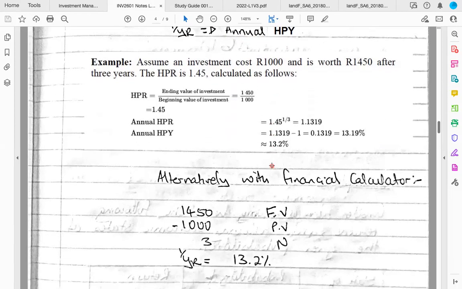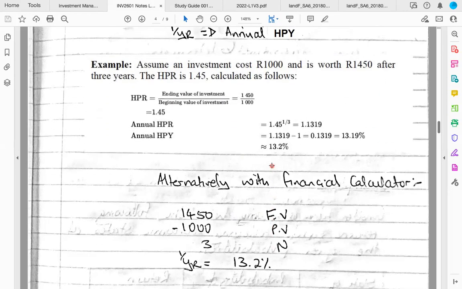So just to help us to better grasp and understand everything we've been talking about, let's look at a really simple example. Assume an investment costs 1,000 Rand and is worth 1,450 after 3 years. We've been told the holding period return is 1.45. So that's the 3-year holding period return. We simply take the ending value of the investment divided by the beginning value of the investment. That gives us the holding period return.